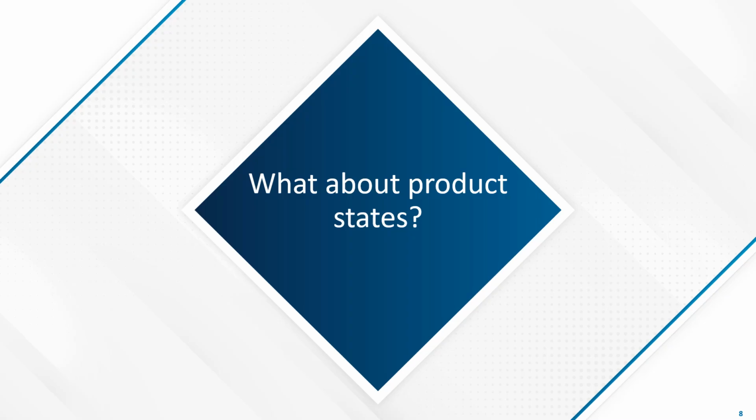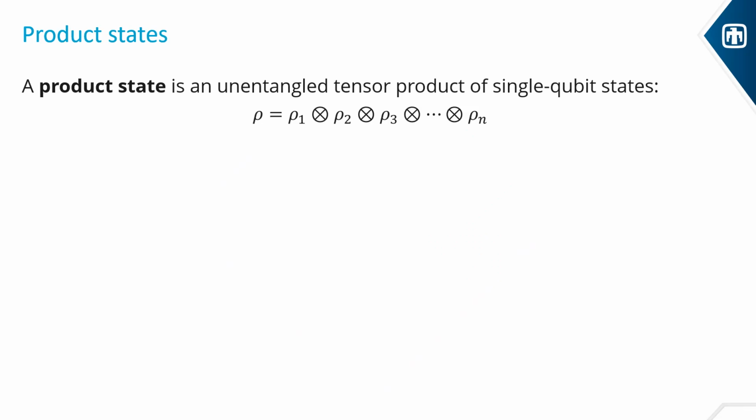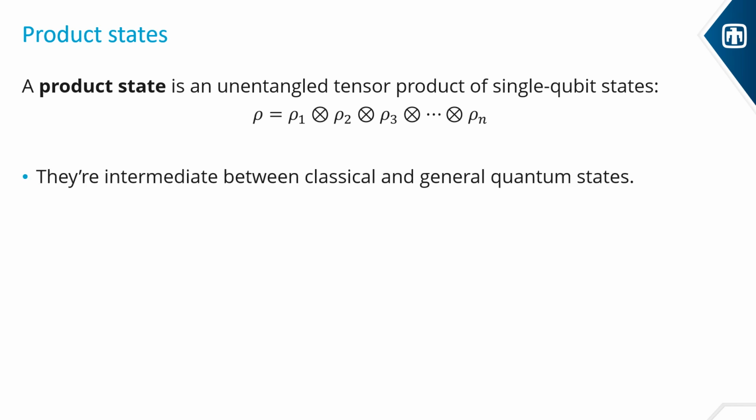And finally, the final piece that we need to introduce to understand our work is product states. So a product state is an unentangled tensor product of single qubit states. These are intermediate between classical states and general quantum states because each qubit individually is allowed to be in superposition. The thing that we do not allow is entanglement across qubits.